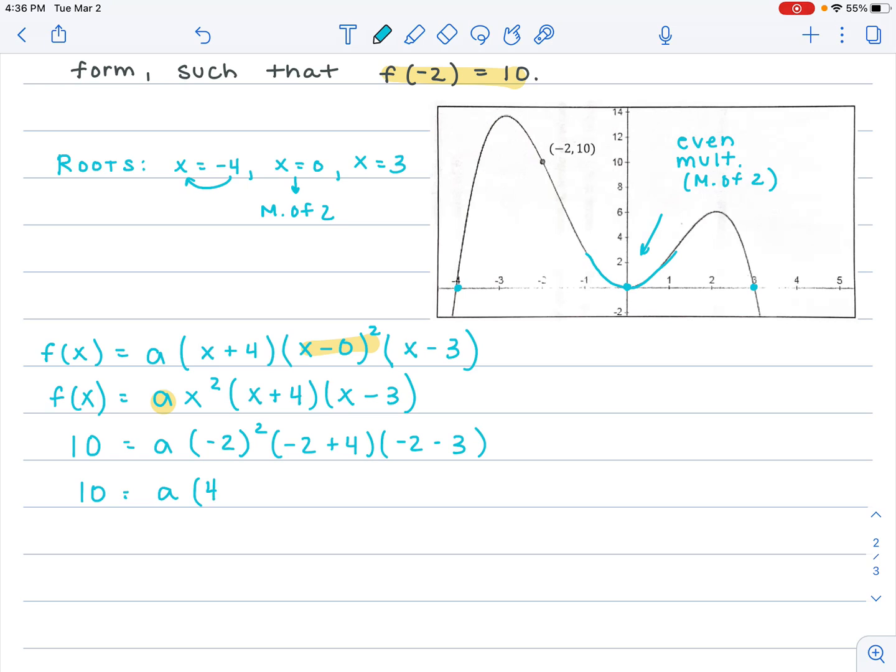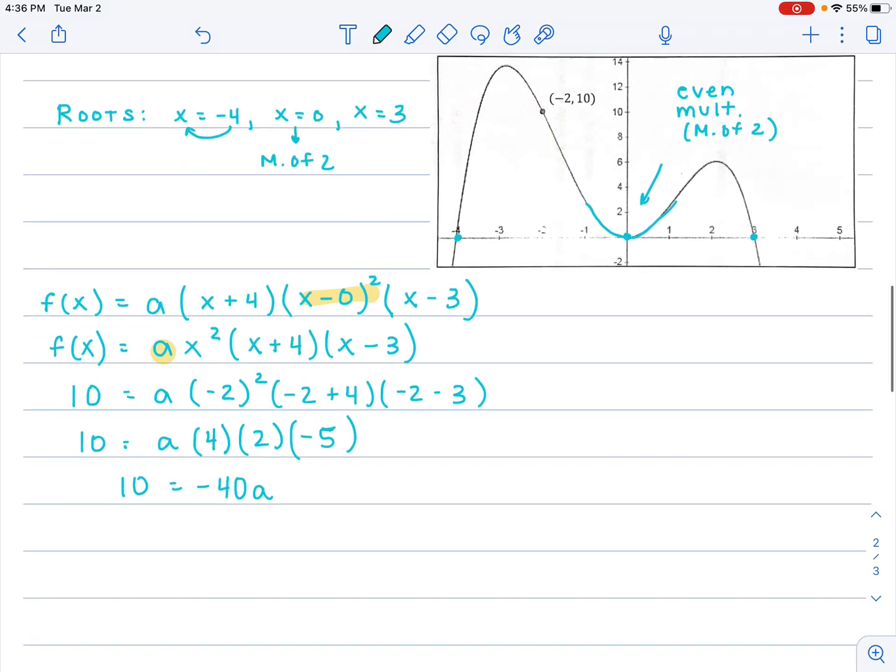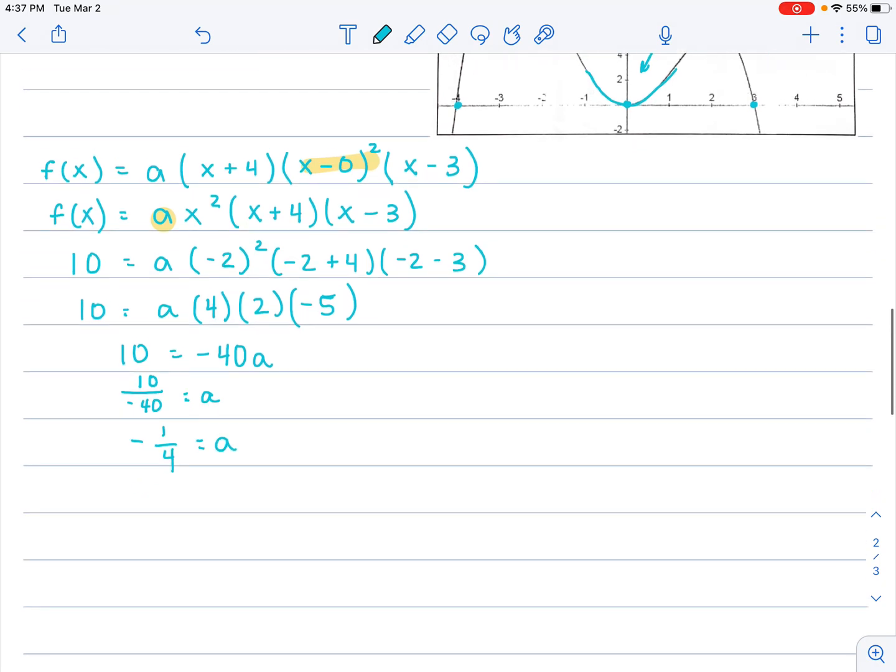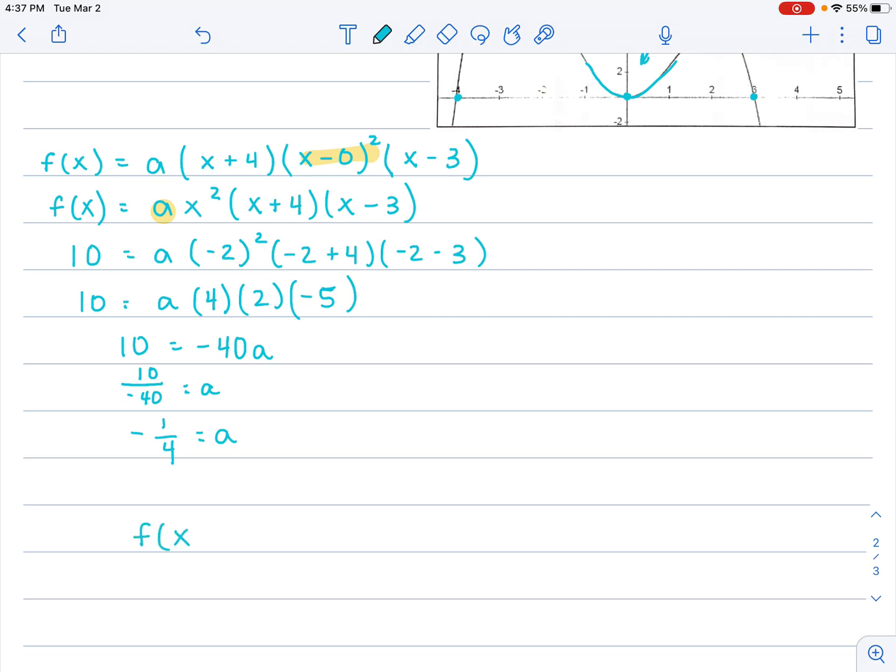Negative 2 squared is 4. Negative 2 plus 4 is 2. Negative 2 minus 3 is negative 5. 4 times 2 times negative 5 is negative 40. Divide both sides by negative 40. I get 10 over negative 40 equals a, which reduces to negative 1/4. So I would say my final answer is going to be f of x equals negative 1/4 x squared times x plus 4 times x minus 3.